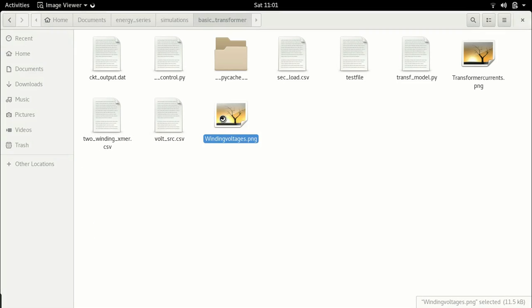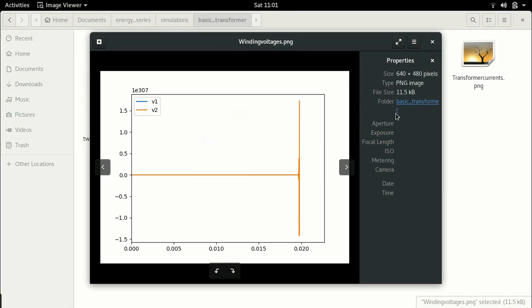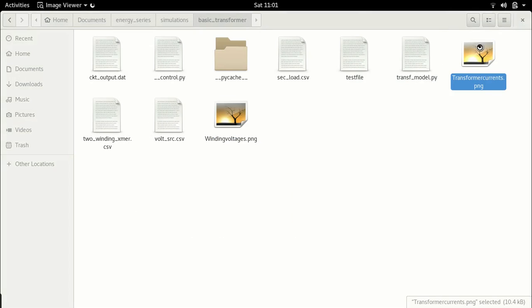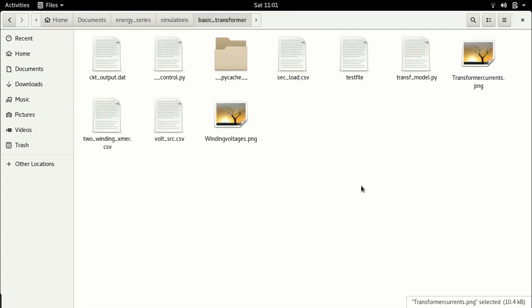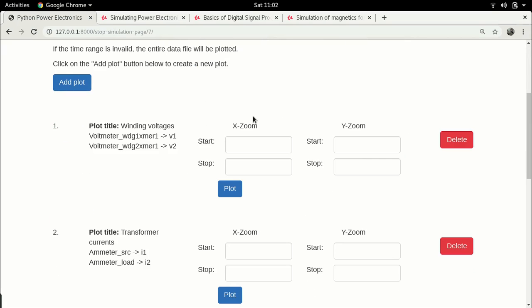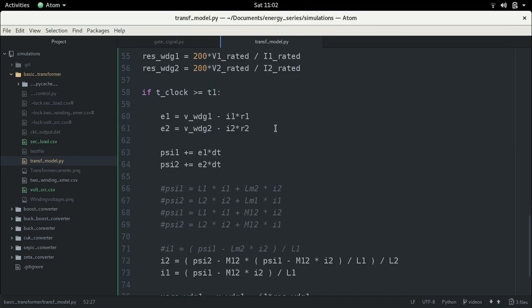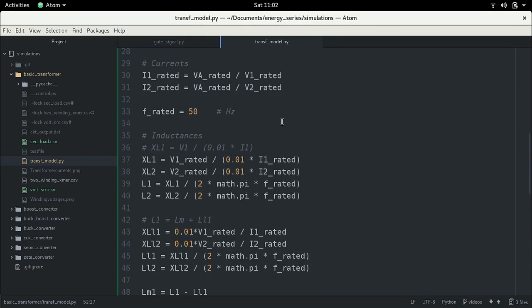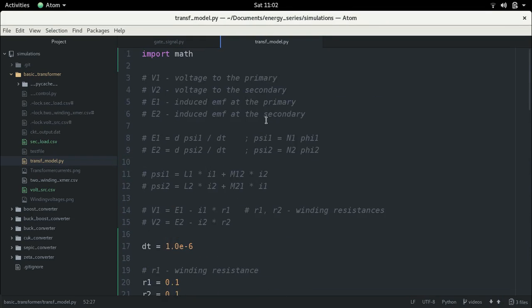So the winding voltages have unfortunately become infinite, right? Now this is a case again of instability. So it does appear as if we are pushing the boundaries of instability, and for this the only solution I would say is we need to decrease our time step of simulation. So let's go over and do that.